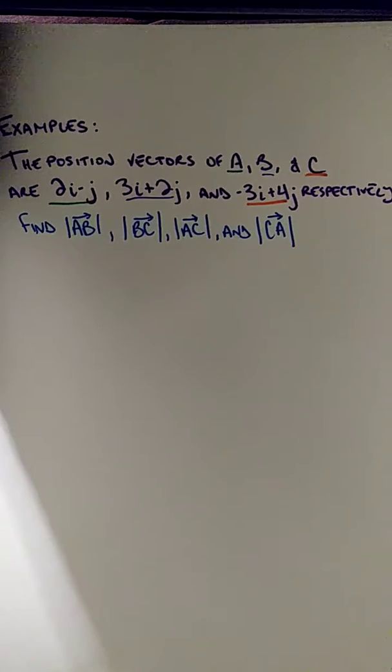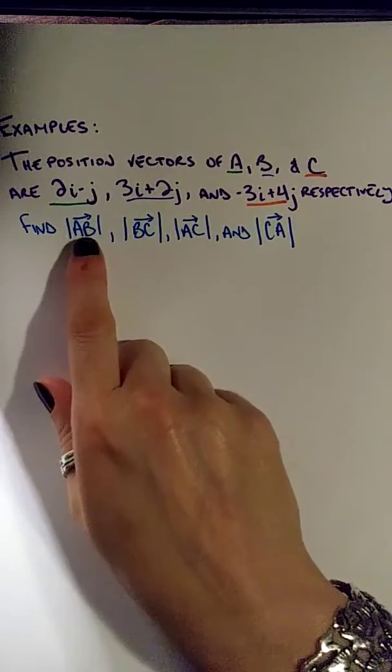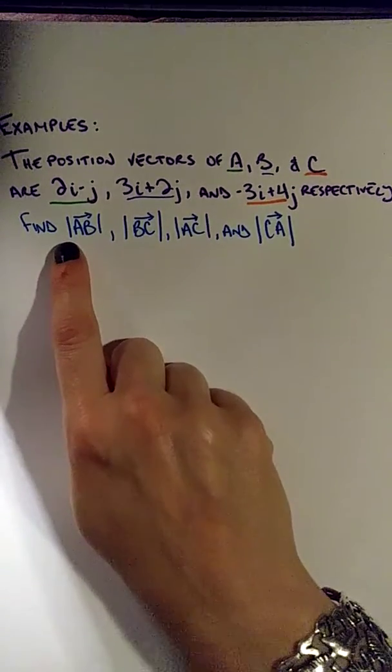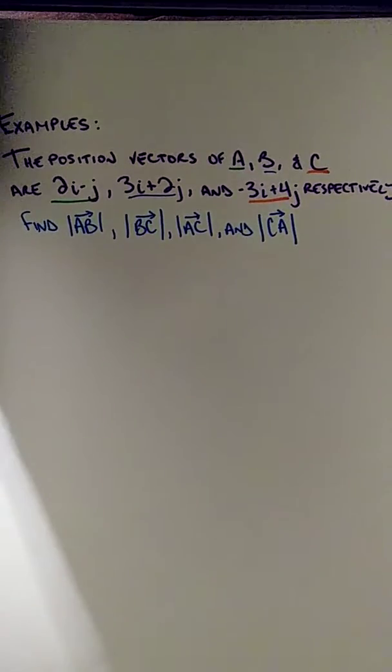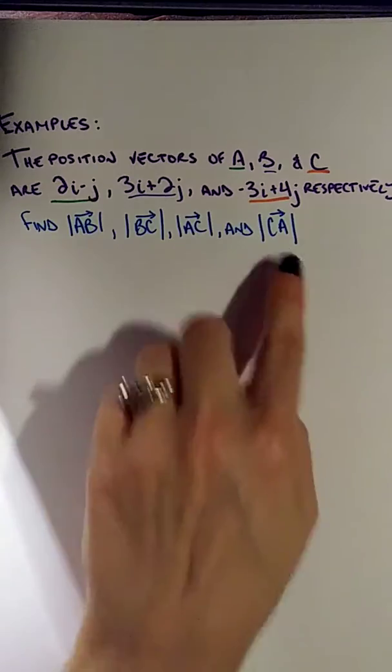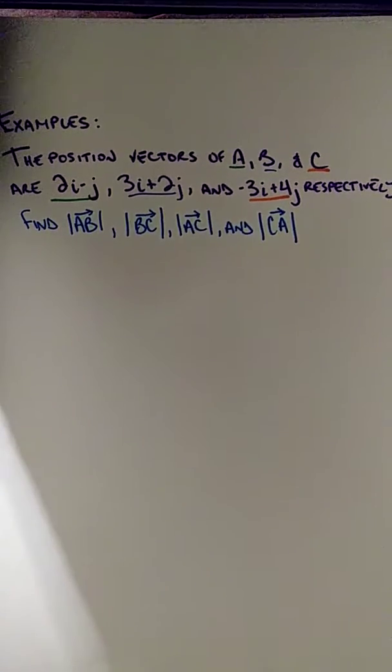The vector AB, and these two lines on either side, which if you recall means the magnitude of that vector. So we're going to have to figure out how long that vector is. And then we're going to have to do that with these vectors as well. So let's just go ahead and jump into the first problem.